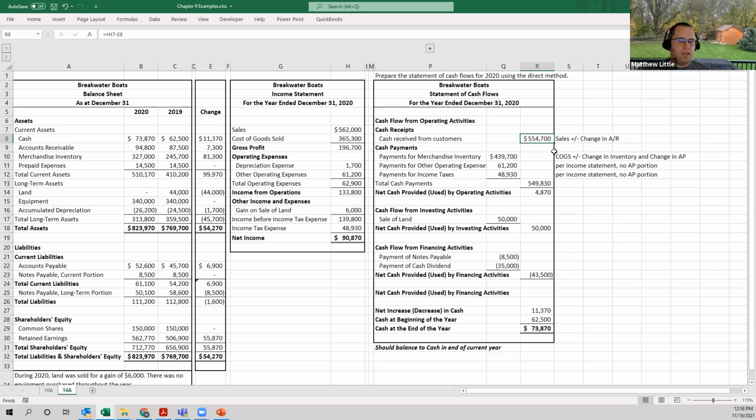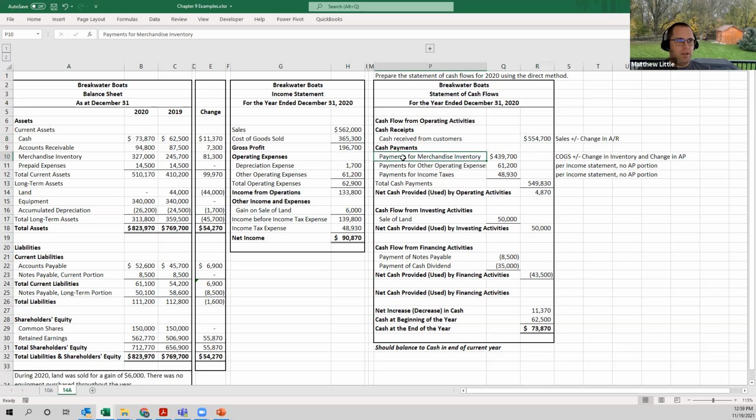Cash receipts, how you get that number is based on our total sales. And then we have to apply the change in the AR, so the timing of how our customers pay. So if our accounts receivable went up in the year by $7,300 and our sales were $562, our cash receipts from customers was the $562 less the amount that they didn't pay us within the year. So there's a difference of 7. So you can follow my formula here. It equals the sales plus the change in AR.